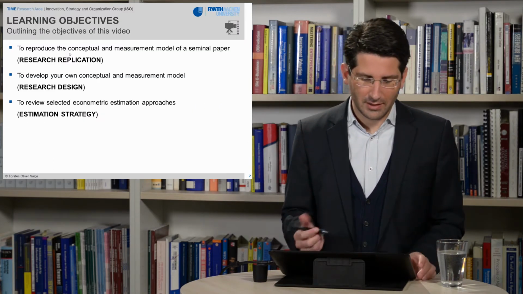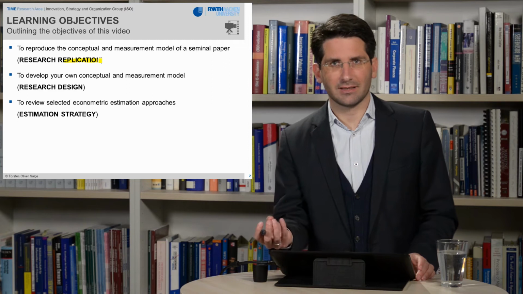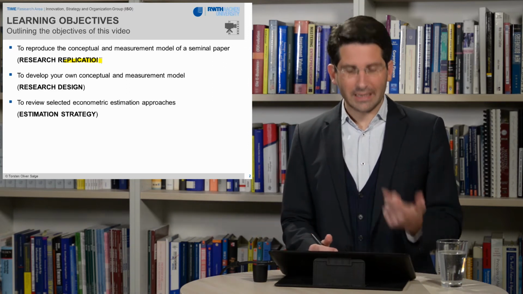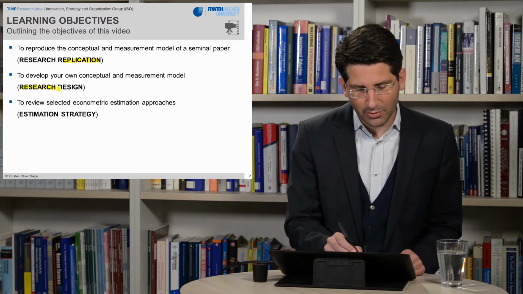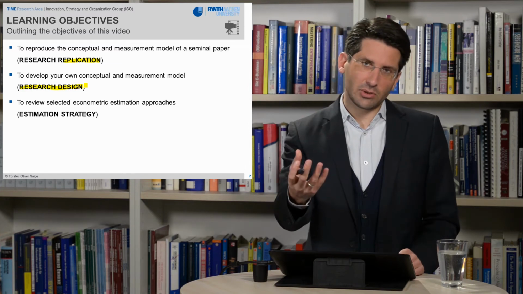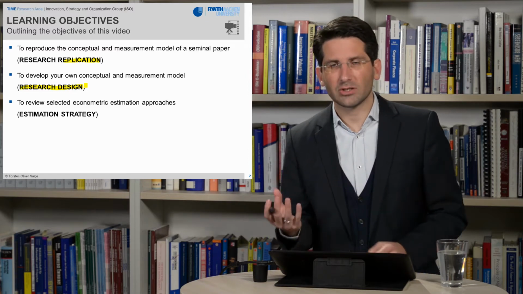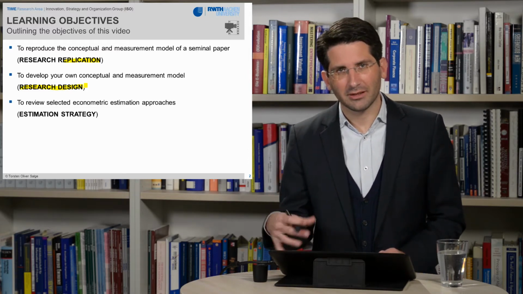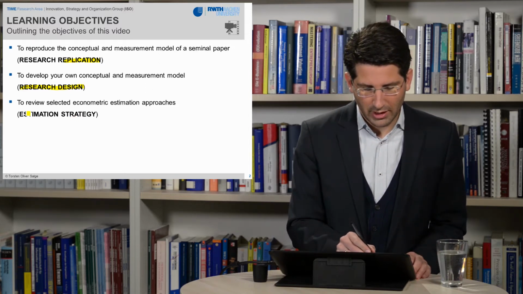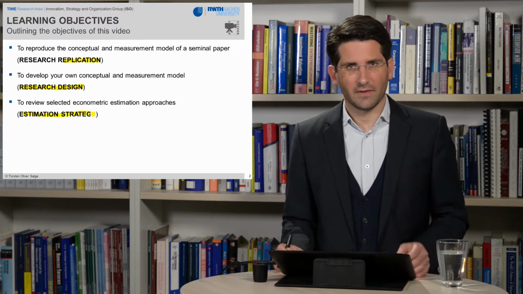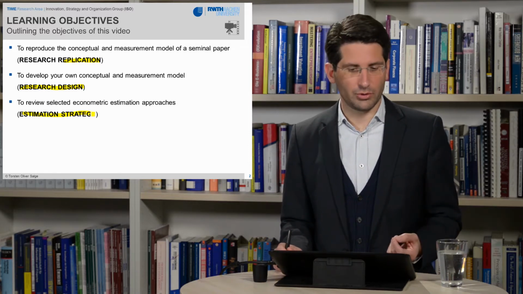The first exercise essentially asks you to replicate the conceptual and measurement model of an existing CIS study. The second exercise is meant to allow you to practice how to set up your own research design. That is, I will give you a research question and you will give me the conceptual model and you will give me the measurement model based on the Mannheim Innovation Panel questionnaire. And then the third exercise asks you to come up with the appropriate estimation strategy. That is, I tell you what your dependent variable looks like, and you tell me what estimator you would choose.